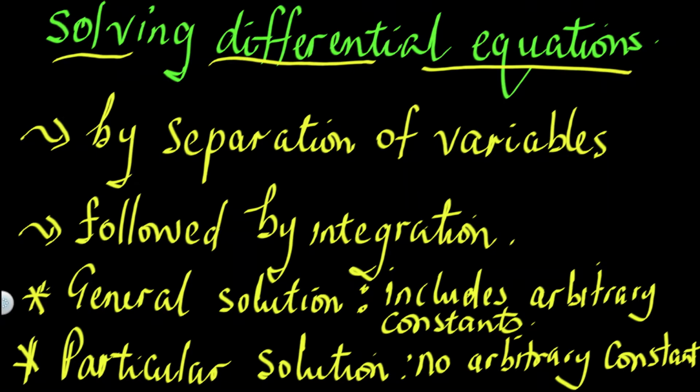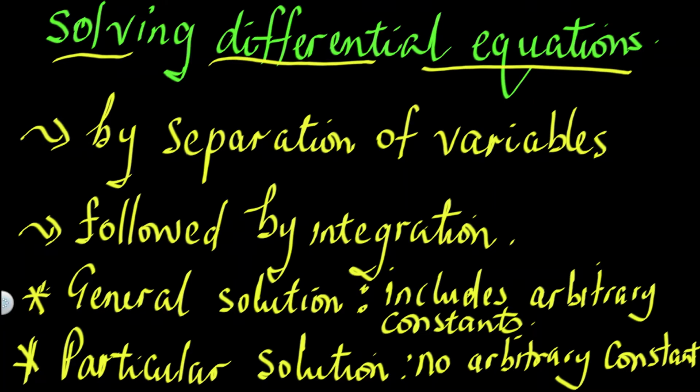Let us say we have a differential equation with x's and y's. When you're separating the variables, you're taking the x's to be together and the y's to be together. Then you integrate the x's in terms of x and you integrate the y's in terms of y. That's all you do. Now you're going to have two types of solutions.